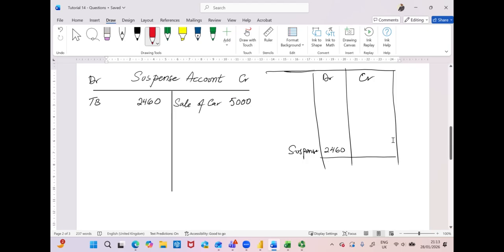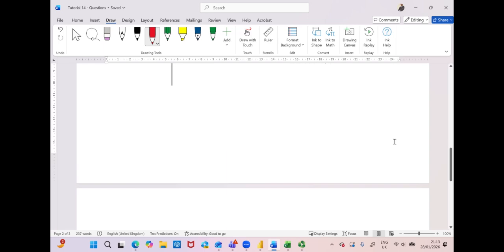So the entry we will be passing is, I'm going to record it over here, number 1. When we receive cash, the cash is debited by what amount? £5,000. And the disposal account should be credited by 5,000.